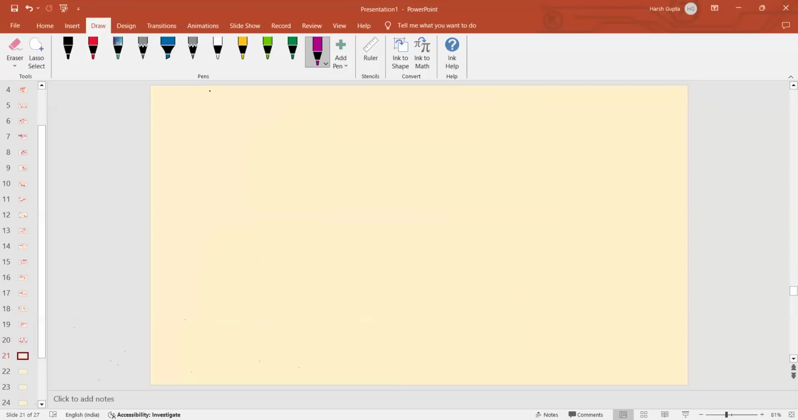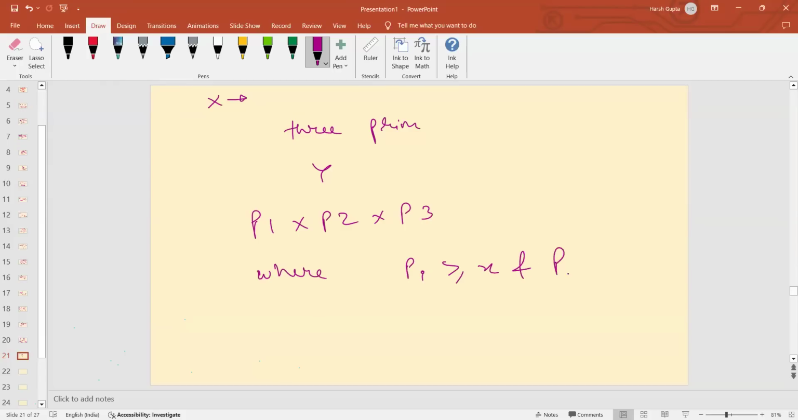Now, what we know is that we need to look for prime numbers greater than x. So should we take 3 prime numbers? Should we form y something like this, p1 multiplied by p2 multiplied by p3, where pi is greater than or equal to x and pi is a prime number? Should we do something like this?